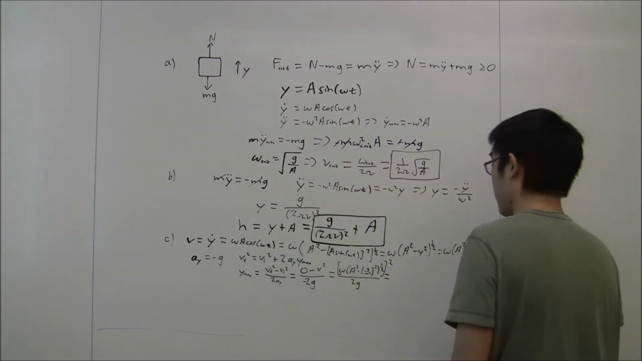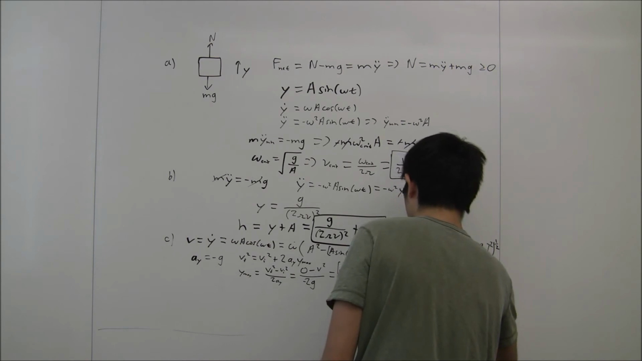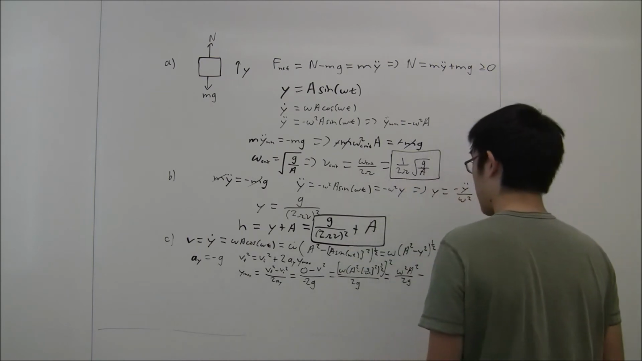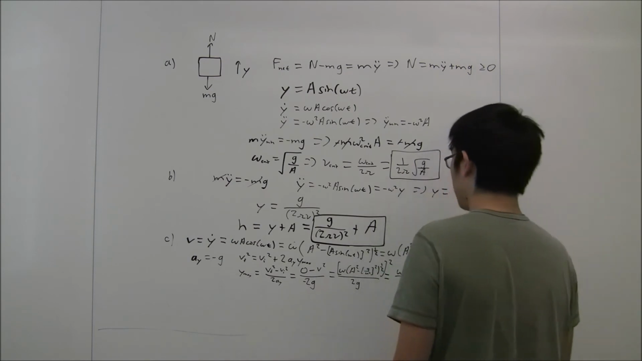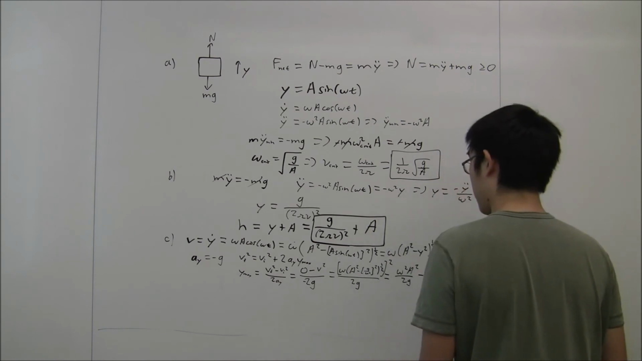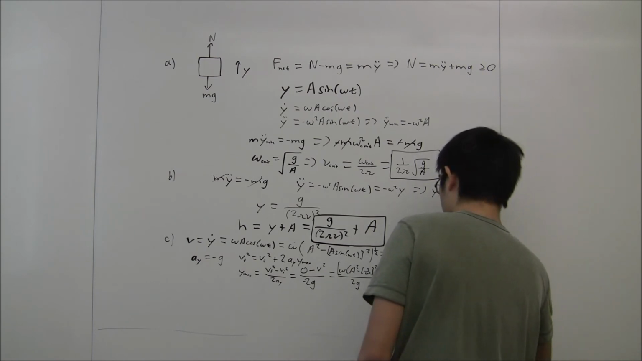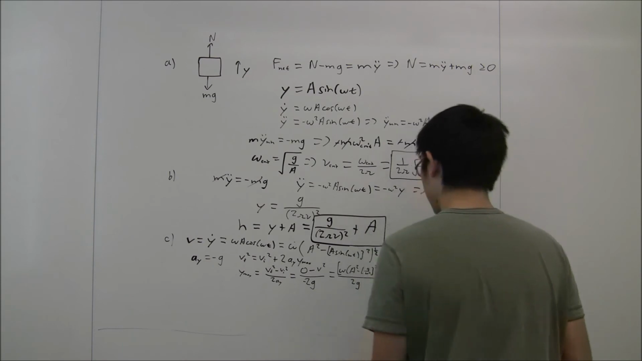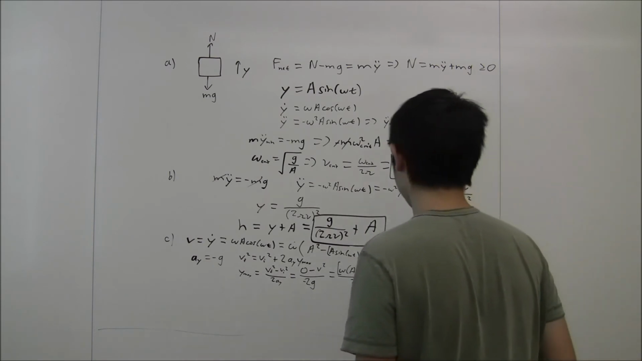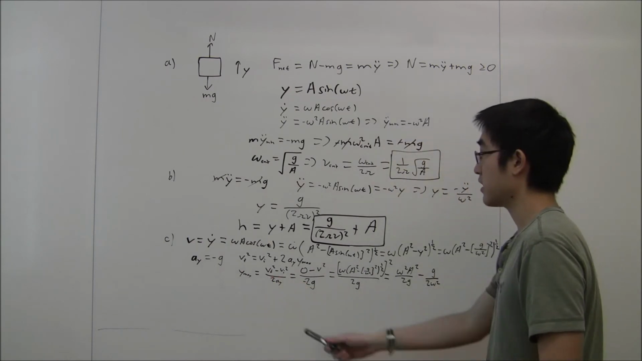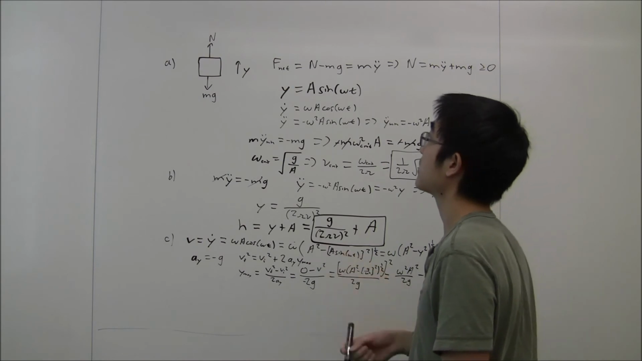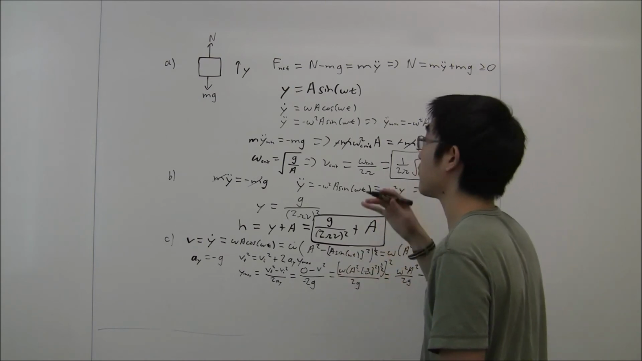So if we simplify, we're going to get omega squared times a squared over 2g minus g over 2 omega squared. Alright, so that's going to be the vertical distance from the midpoint that the block will rise.